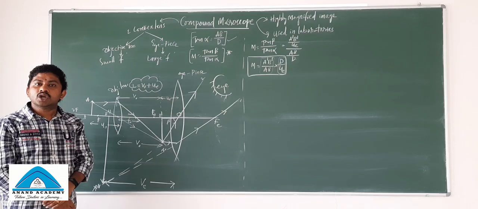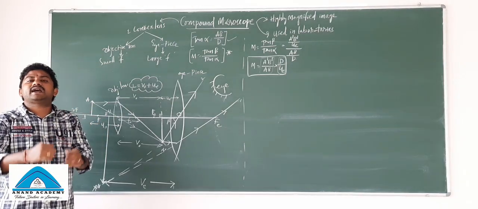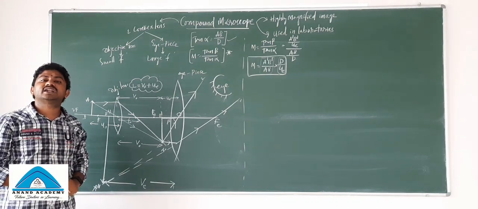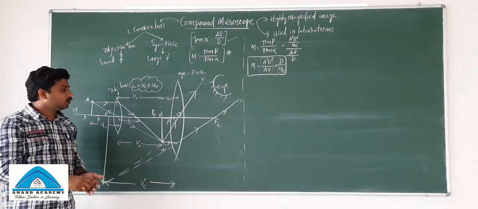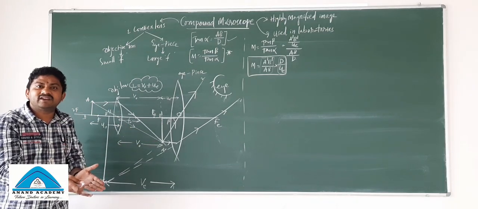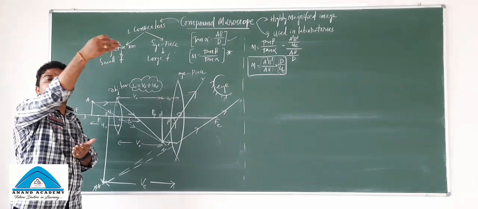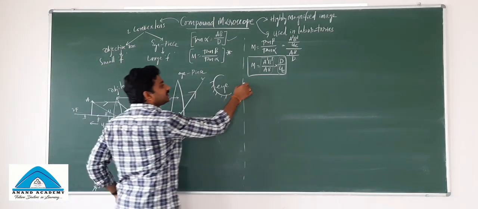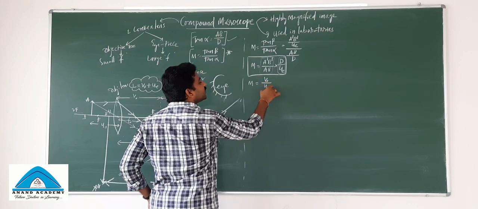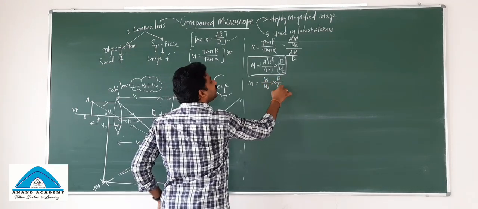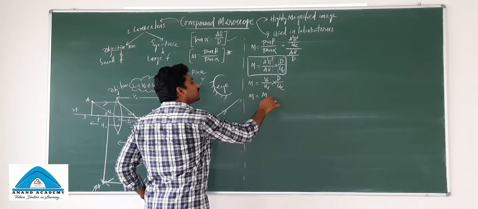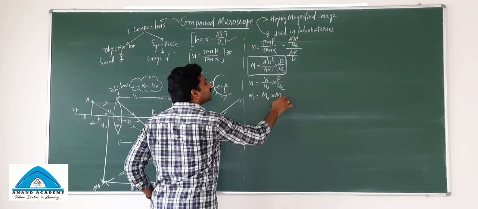Definitely I can write. So the same height of the image by height of the object, in case of lens, magnification can be written as V by U. We are talking about objective lens. So magnification is equal to V naught by U naught. So I am writing here magnification is equal to V naught by U naught into D by UE. So finally the magnification is equal to M naught into ME.